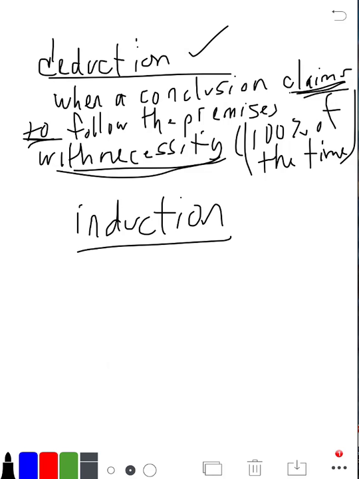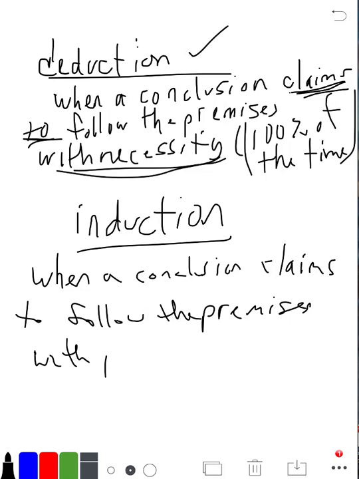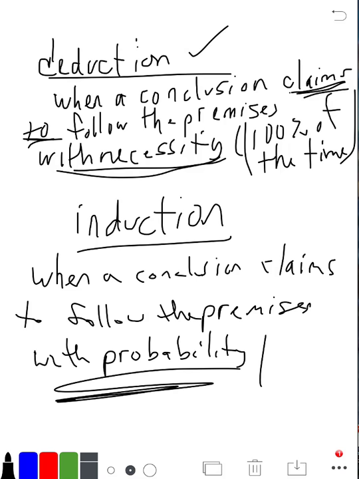No, I can't. Okay. So here, this is when a conclusion claims to follow the premises, not with necessity, but with probability. Okay, now that's key. What do we mean by probability? Typically we mean greater than 50% of the time.